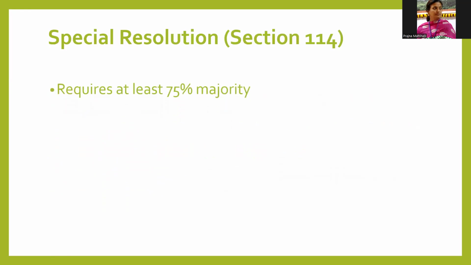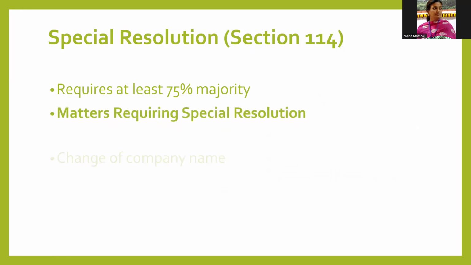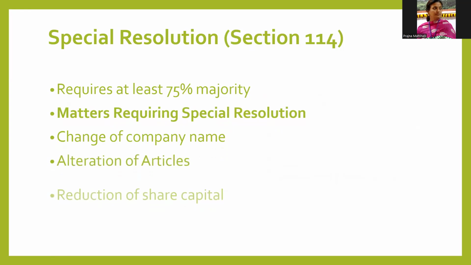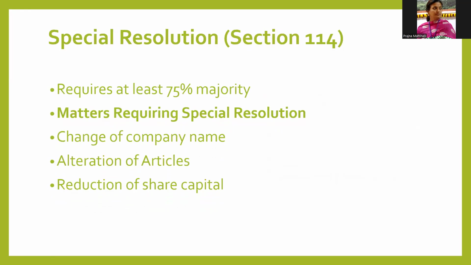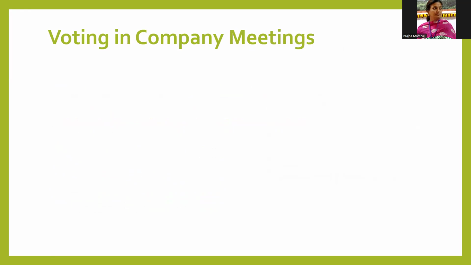It requires at least 75% majority. It matters requiring special resolution. That is change of company name, alteration of articles, then reduction of share capital. Such kind of matters need maximum support. Therefore, more than 75% of the people or the members should support the decision. Then the resolution is passed. It is called as special resolution.